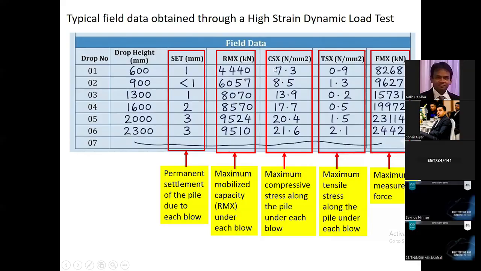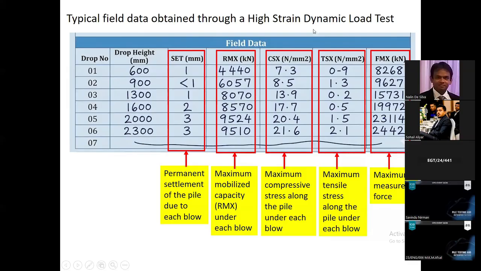So we must make sure that these two values do not exceed the allowable stresses. And this is the mobilized capacity. When you keep on increasing the drop height, you can see the pile set will also gradually increase, and as a result, the RMX value will also increase. Finally, an RMX value of 9,510 is reached. I think that this is more than the required capacity, right? So if this is more than the required test load, we can stop the test.